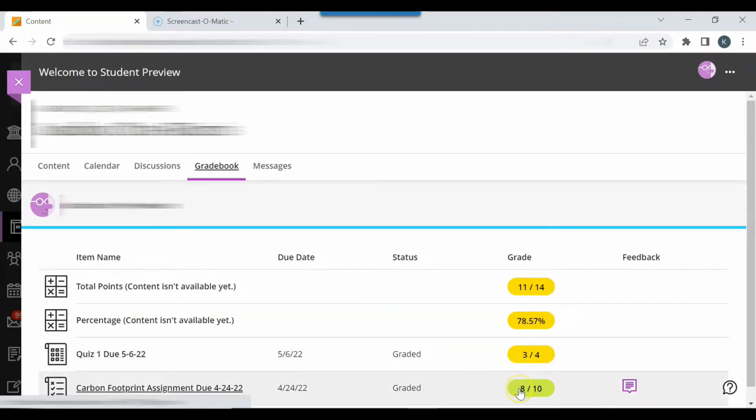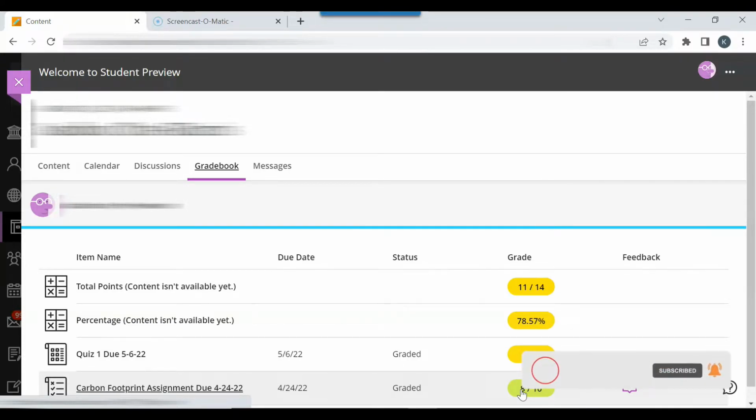The numerator here are the points that you obtained for the assignment. The denominator, those are the points that the assignment was actually worth. You are doing this so that you can ensure that Blackboard has calculated your grade properly.